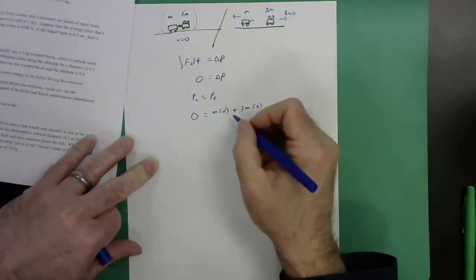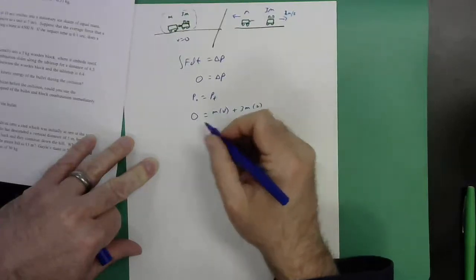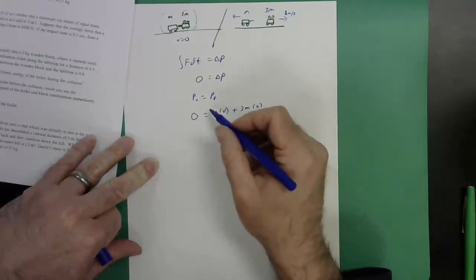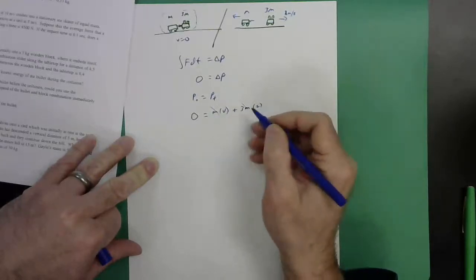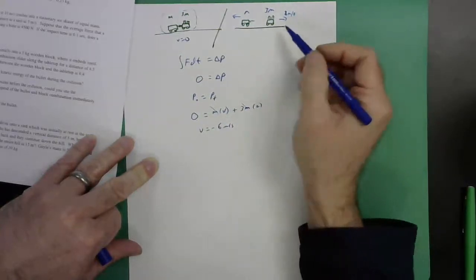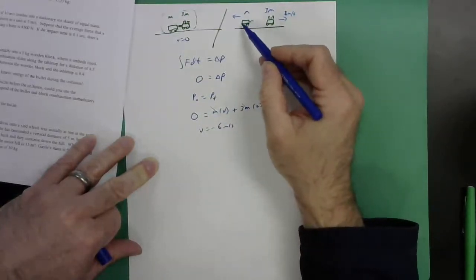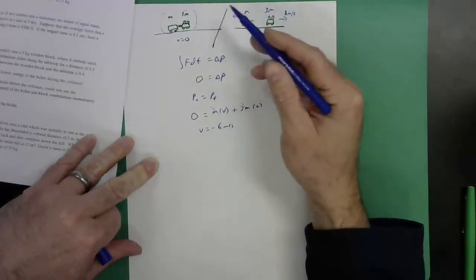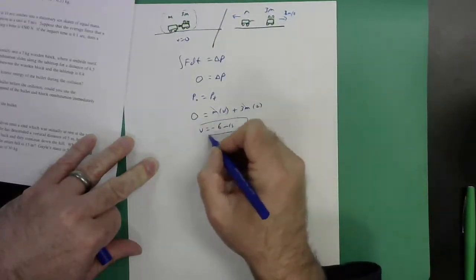If I solve for that v, both terms have m in them, so I can divide. I'm going to have v is -6 meters per second. You see that makes sense: a third the mass, it'll have triple the velocity. The mv this guy gains is equal to the mv that guy gains. So that's it for part A.